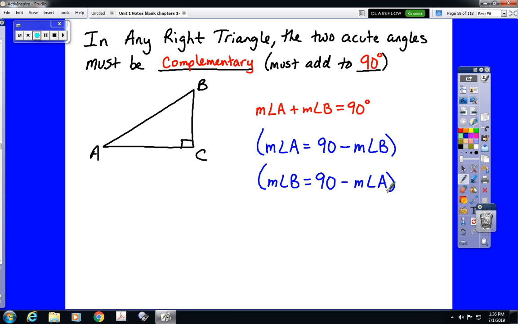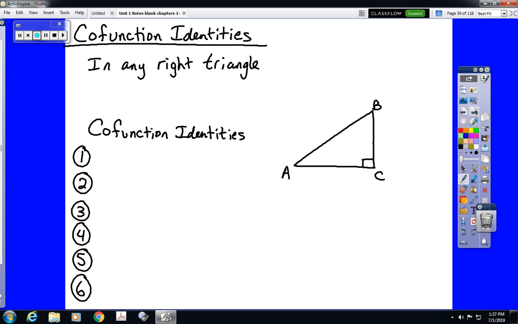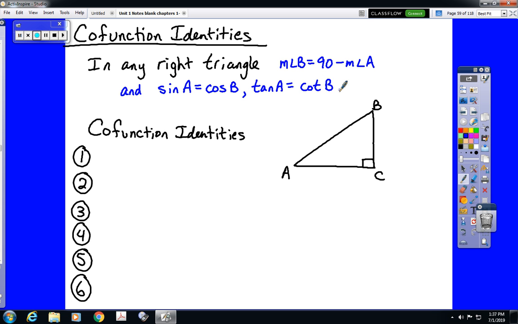Now what that does is it brings us to what are called the cofunction identities. Okay, well, here's the deal. Because the measure of angle B is 90 minus the measure of angle A, which we established on the previous screen, this tells us that the sine of one of the acute angles must be equal to the cosine of the other acute angle. In addition, the tangent of one of the acute angles would equal the cotangent of the other angle. And the secant of one of the angles is the cosecant of the other angle.